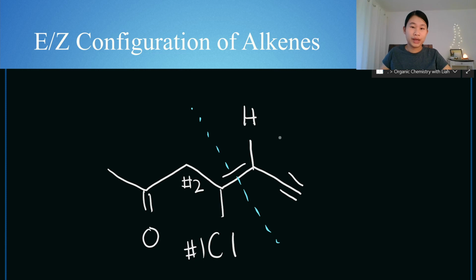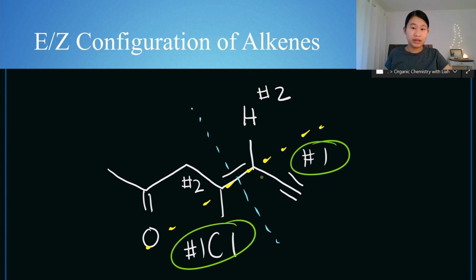Okay, then over here we have a hydrogen compared to a triple bonded carbon. Triple bonded carbon is going to be priority number 1, and hydrogen will be priority number 2. We'll go ahead and draw our line that's parallel to the double bond and circle our priority number 1s. These are on the same side of the yellow line, and so this is going to have a Z configuration.